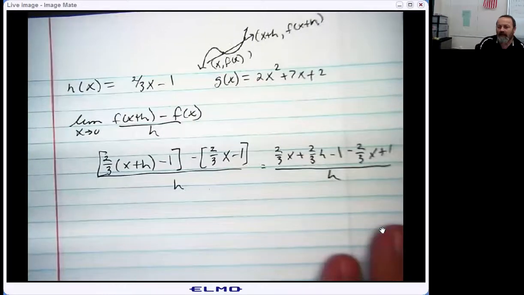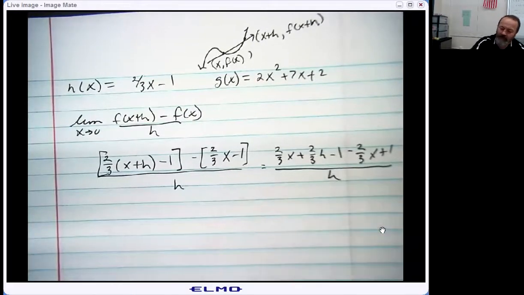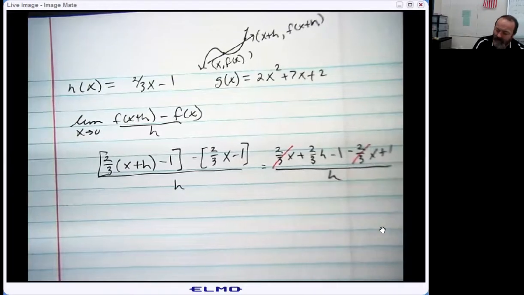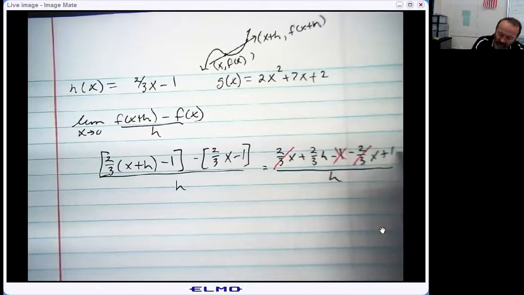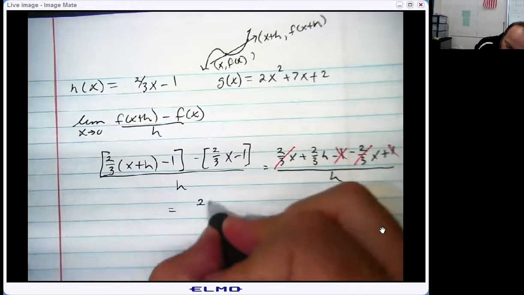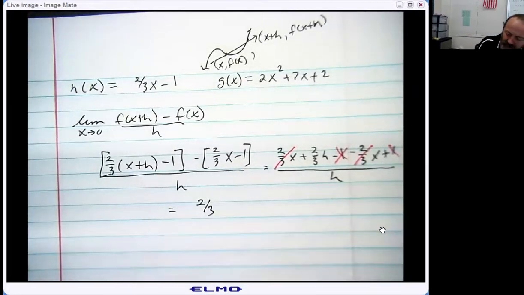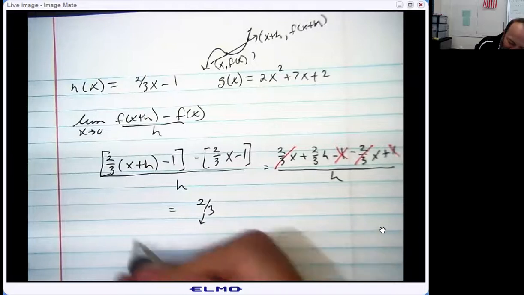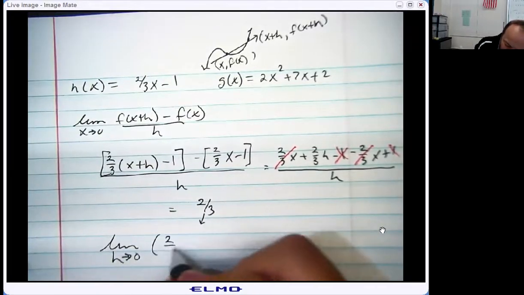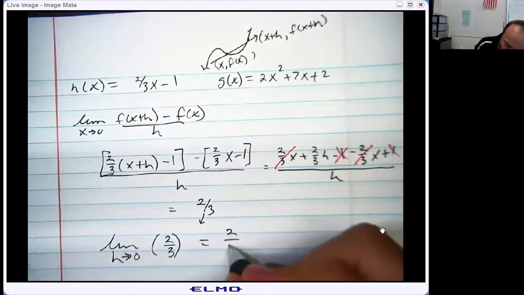Notice again, I told you I was just looking at the average rate of change, so I'm not bothering to cancel that out. Now I notice that this 2/3 x here cancels, and so does the 1. Which is really nice because that leads us to the fact that this is 2/3 h over h. So it looks like my answer is 2/3. Now this feels a little bit strange because if I borrow this answer and I say the limit as h goes to 0 of 2/3, well, that would be 2/3.